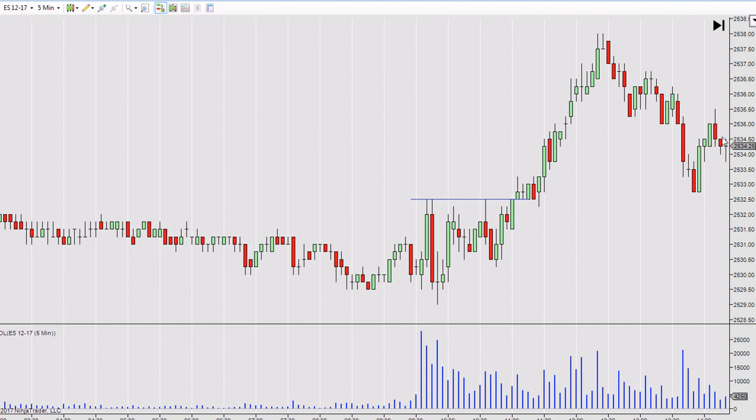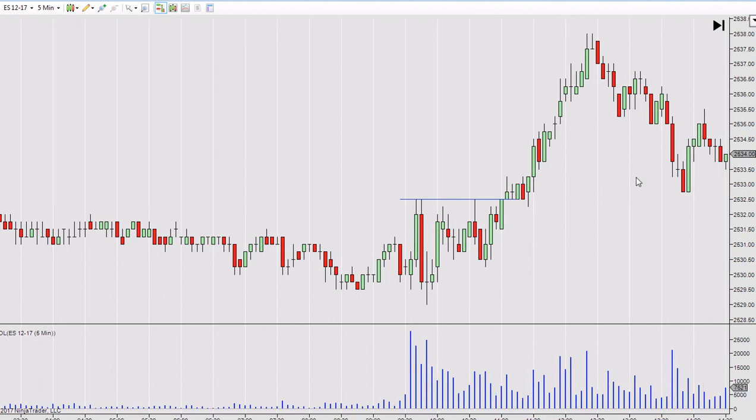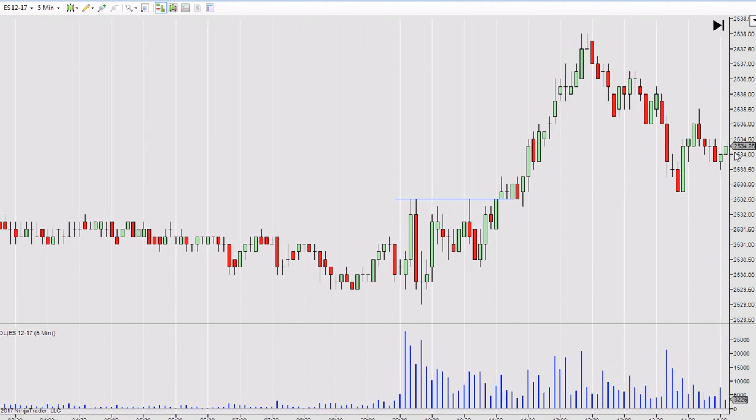I would buy a breakout of the upside of this bar with a stop below here, which never happens. Okay, I would call this a retest of the lows. I would want to be long here with a stop below here.